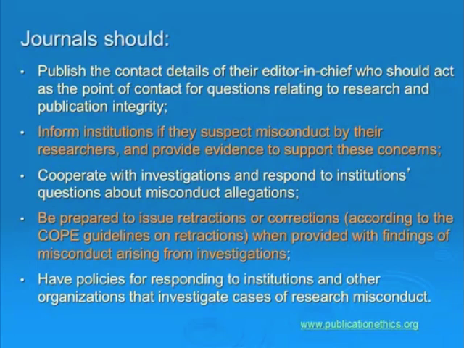Journals, and the two in yellow are the two that are most important for me, have an obligation to inform institutions if they suspect misconduct. So editors need to go back to that key person at the institution and be able to say, we've had some questions raised about this paper. We'd like to talk to you about it. We think perhaps you ought to investigate. And the journal needs to be prepared to issue a retraction or to publish a letter expressing concern about the quality of the paper, particularly when they have the findings of misconduct.